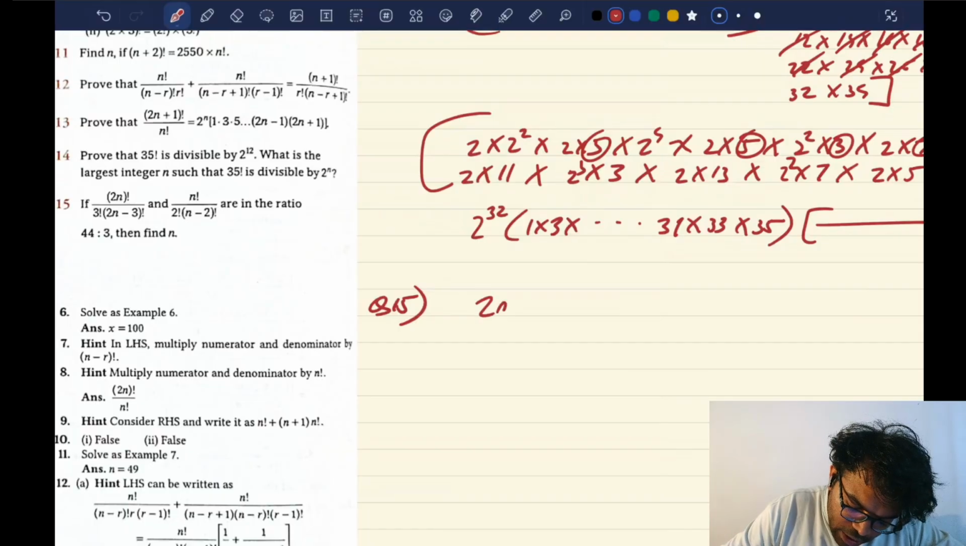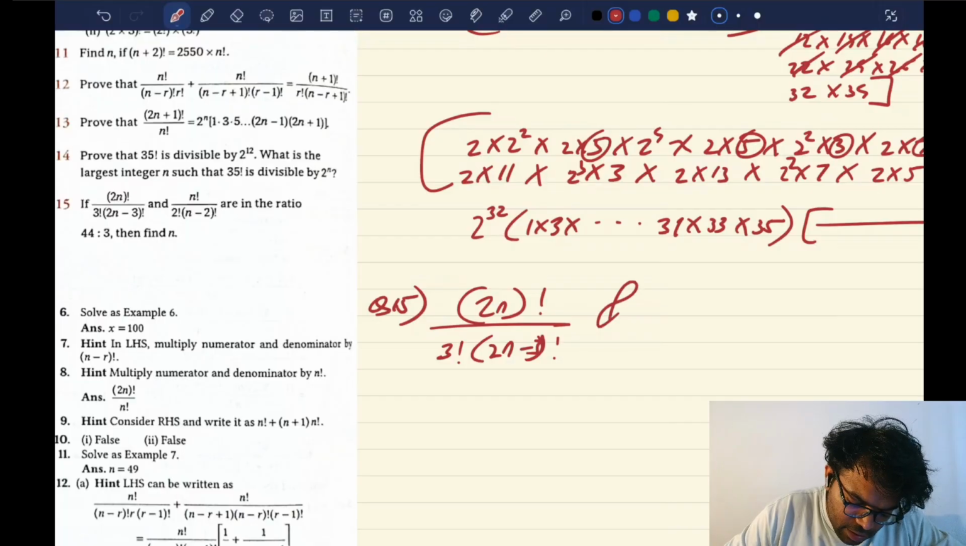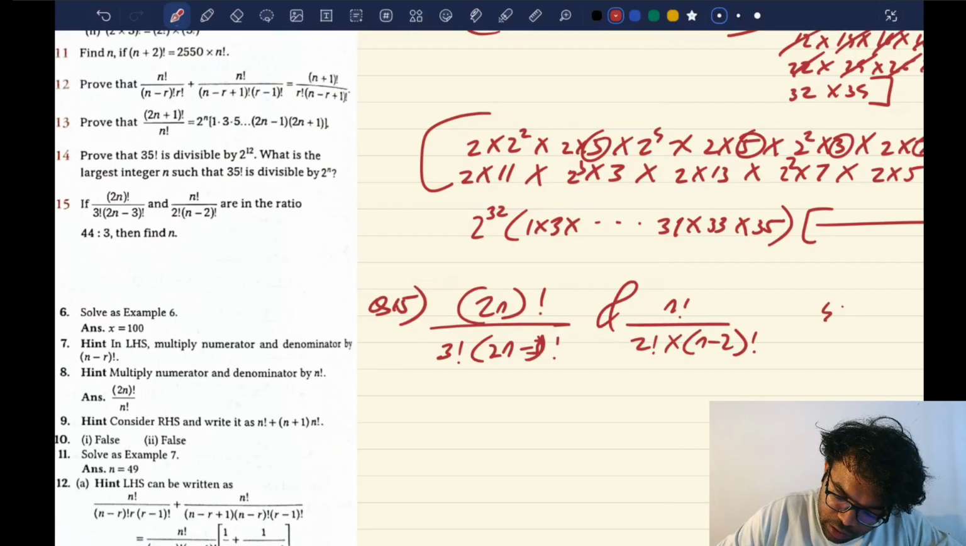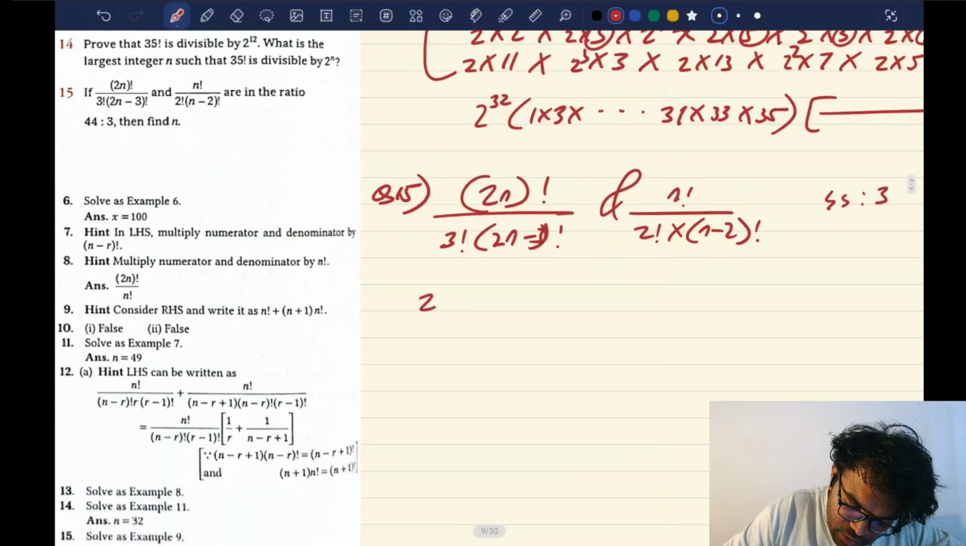You have 2n factorial upon 3 factorial into 2n minus 3 factorial. I think this is easy. And n factorial upon 2 factorial into n minus 2 factorial are in the ratio of 44 is to 3. So let's solve it.